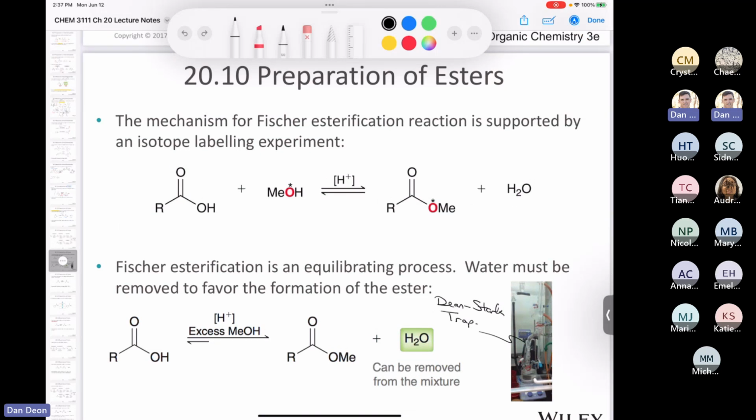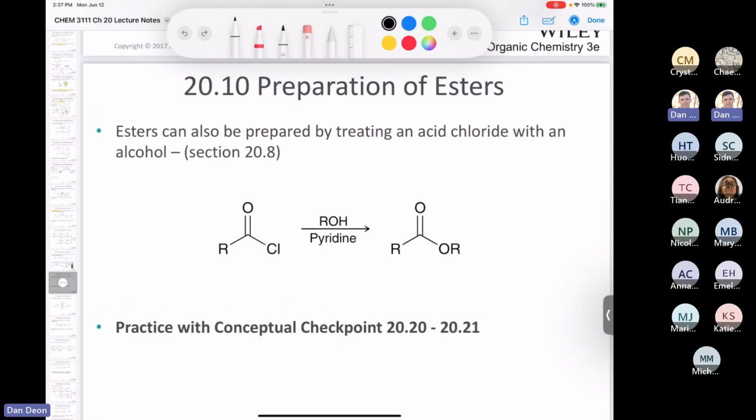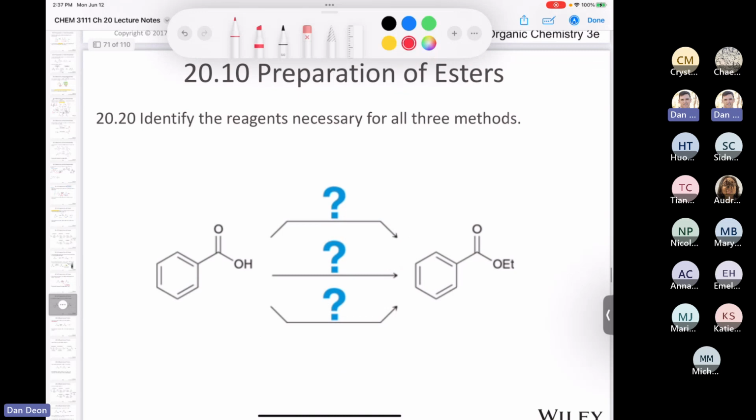So besides Fischer esterification, have we seen any other ways of making esters? Well, yes. One of them we covered in section 20.8. And you're like, hey, I already learned this today. There you go, repetition. And again, the reason why we need pyridine is to neutralize the HCl that's formed in the reaction mixture. Okay, so now we've learned 3 different ways to make an ester. How many ways to make an ester? I wish there weren't question marks on top of all these, it would make it a little bit easier. But let's review all of them.